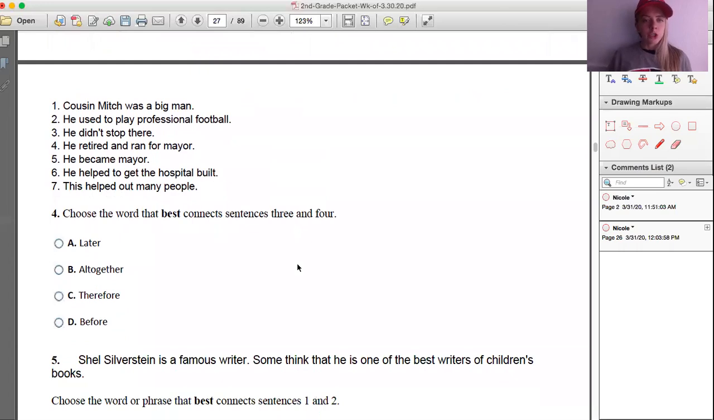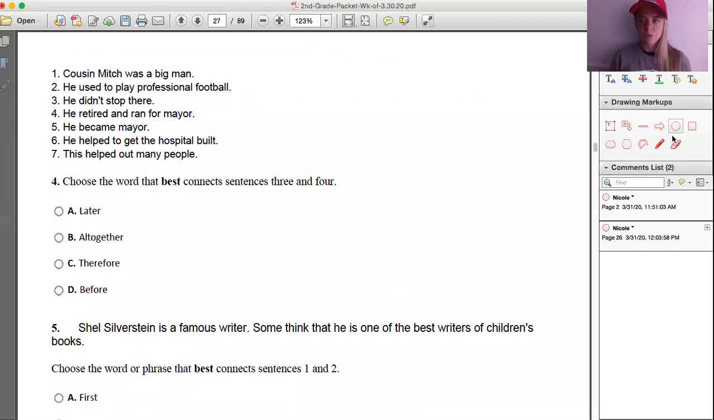Number 4, choose the best word that connects sentences 3 and 4. Let's find 3 and 4. He didn't stop there. He retired and ran for mayor. Is it he didn't stop there, later he retired and ran for mayor? He didn't stop there altogether. He retired and ran for mayor. Therefore, he retired and ran for mayor, or before he retired and ran for mayor. The one that would make sense is later. Later, he retired and ran for mayor.